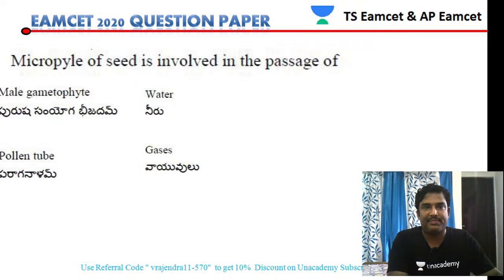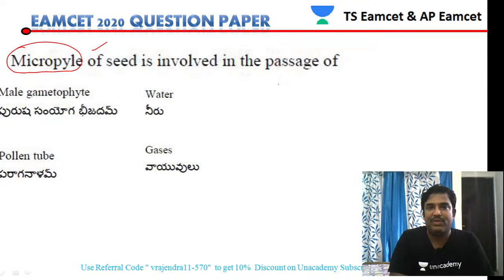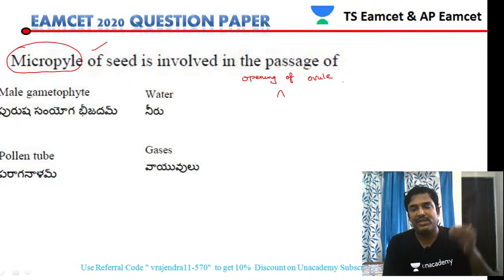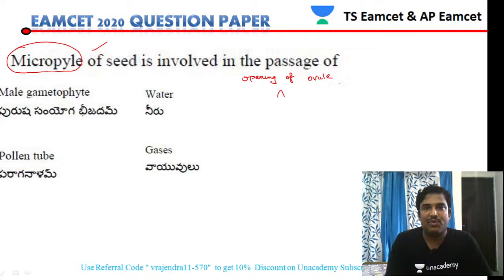So let us see the micropyle. What is a micropyle? It is an opening of the ovule. After fertilization the ovule is modified into seed. So that opening of the ovule is called a micropyle. Then the space also will be present in the seed, and that helps in absorption of water.